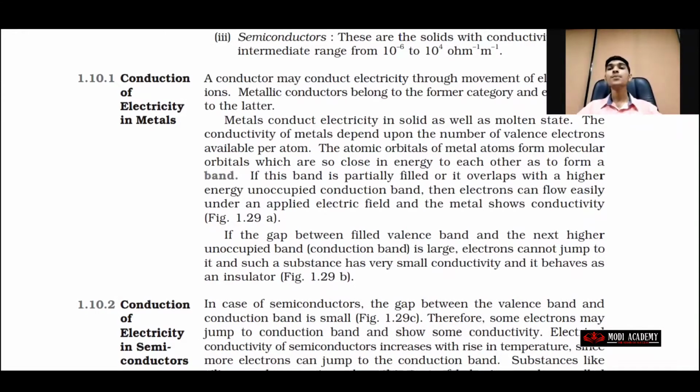Okay, so if this band is partially filled or it overlaps with the higher energy unoccupied conduction band, then electrons can flow easily under an applied electric field and the metal shows conductivity. Okay, so basically क्या होता है कि एक हिल है, हिल बहुत छोटा है but it is having a very small gap. So if I have to cross that hill तो मैं easily jump कर दूंगा if the space is very small. Means 1 meter का distance है दो path के बीच में, तो we can easily jump.